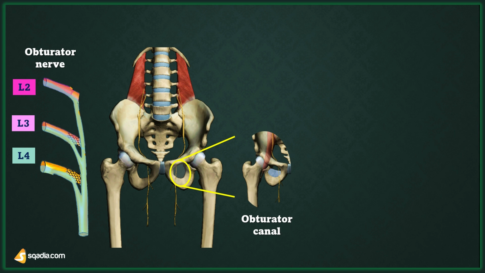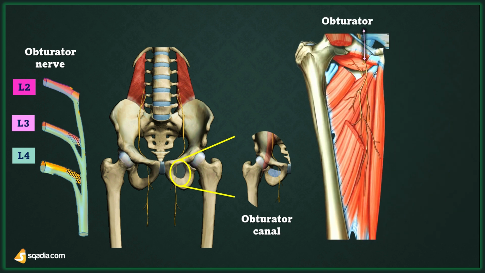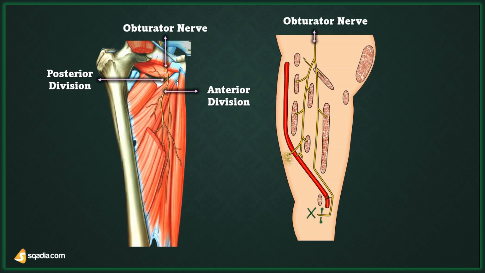After passing through the canal and entering the medial compartment of the thigh, the obturator nerve splits into anterior and posterior divisions. Here in this illustration, if you look closely, you can spot the anterior and posterior division of the obturator nerve. We can also use this simpler diagram to show the anterior and posterior division of the obturator nerve more clearly. Here you can also see how these divisions are responsible for innervation of different muscles.